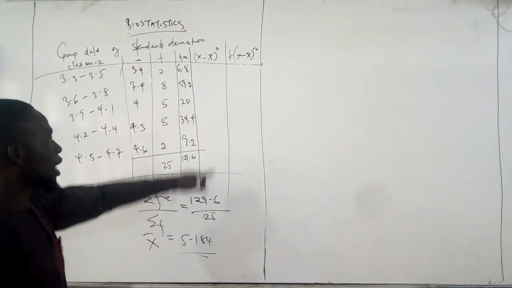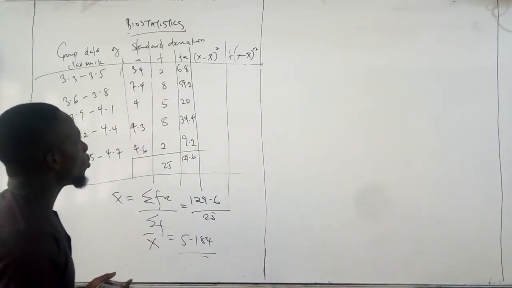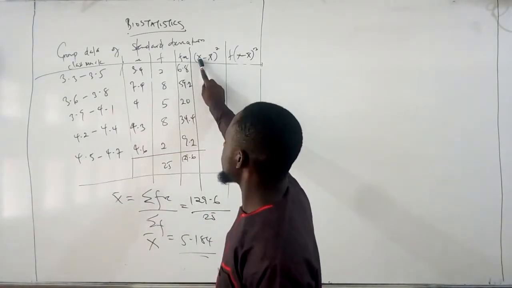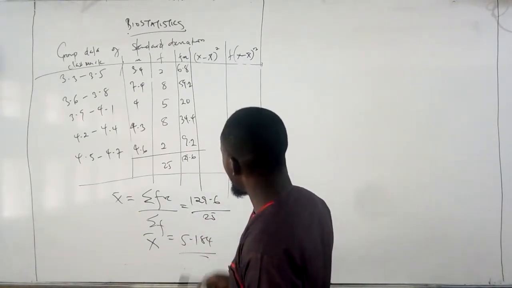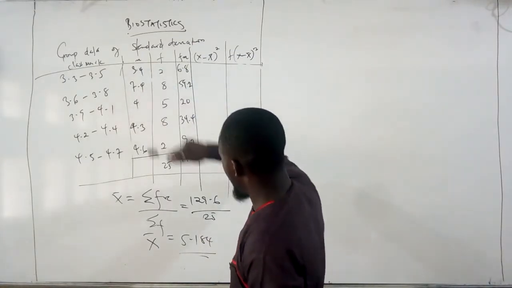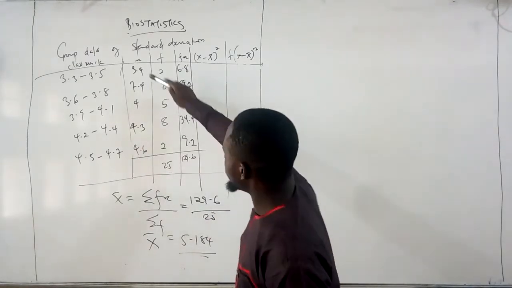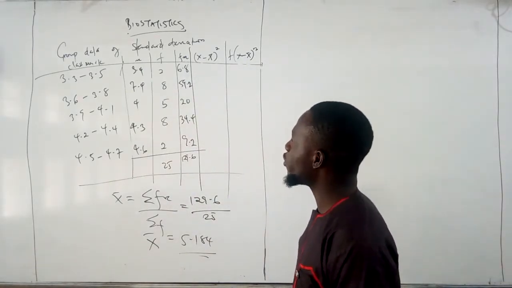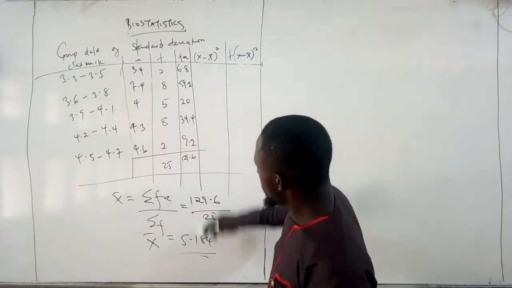From this mean, we can now get our deviation from the mean, and we square it. So in this case, we have x minus the mean. When we want to subtract, how are we going to do it? We have 3.4 minus the mean, then you square whatever value you have after subtracting, and write it here. So for the first value of x, we have 3.4 minus the mean. What's our mean?